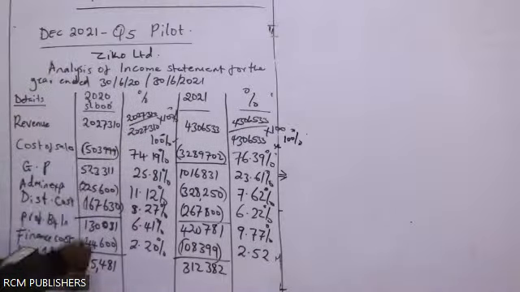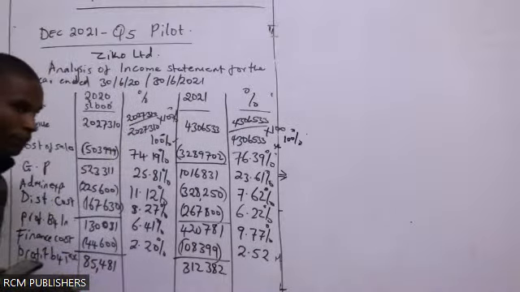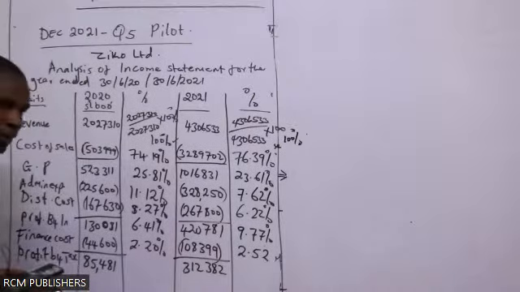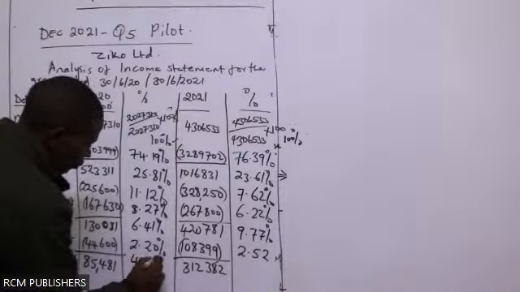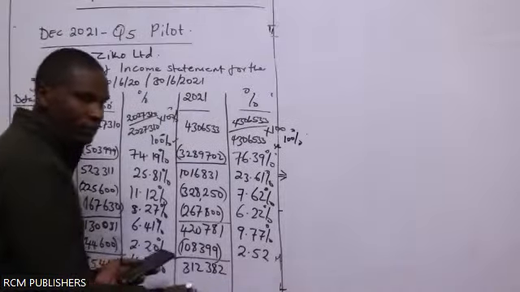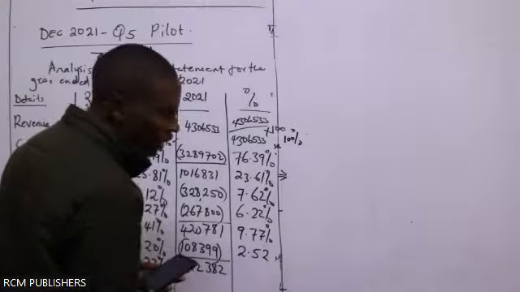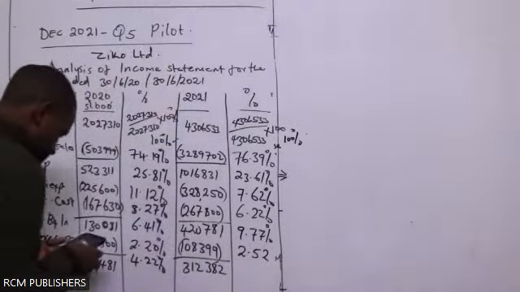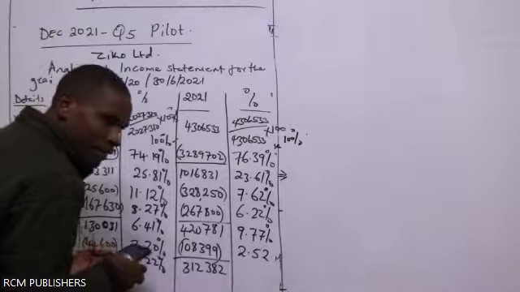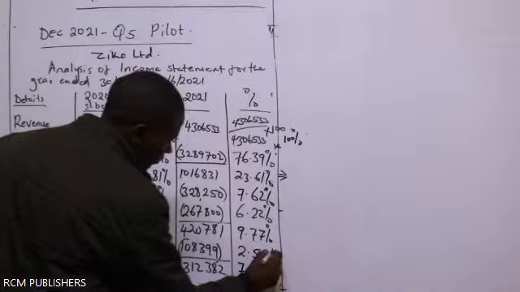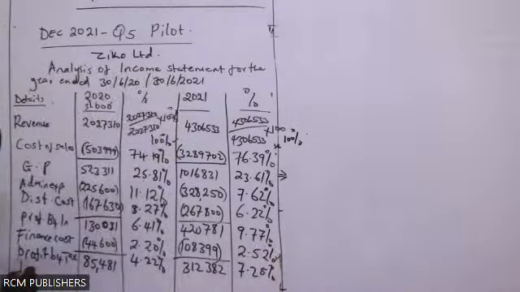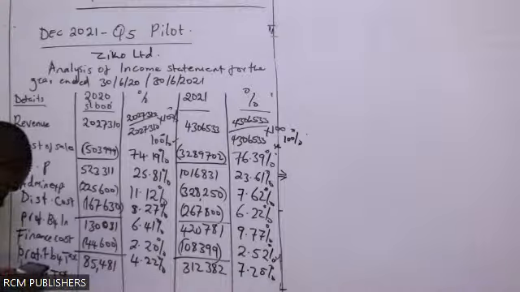Tunapata ngapi? For 2020. 4.22%. The other one ni ngapi? Yeah, 4.2 is okay. One decimal point ni sawa. Income tax expense pia 7.25%. Income tax tunatoa. Income tax tuko na 26,400.